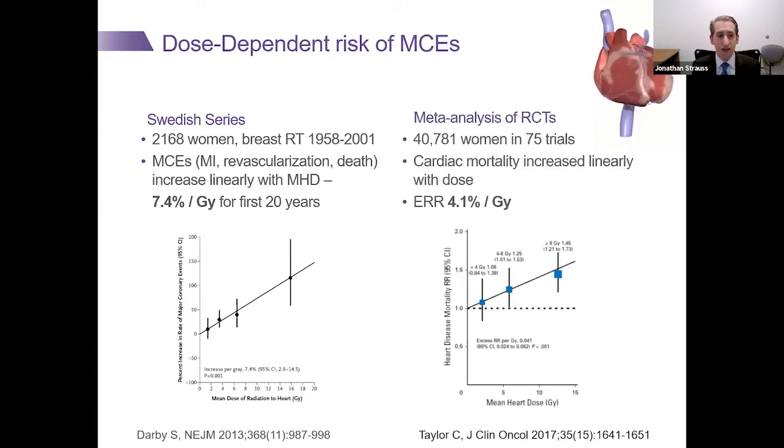And in fact, this could be replicated. We saw a very similar phenomenon looking at a meta-analysis of randomized controlled trials that looked at almost 41,000 women across 75 trials.